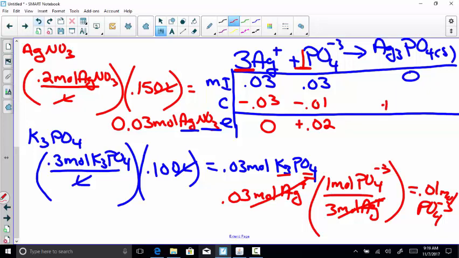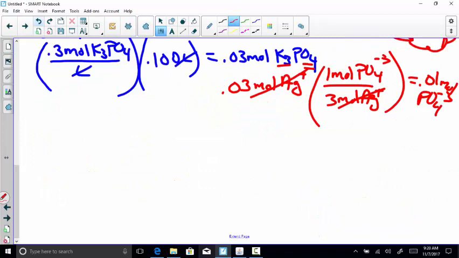Now, that also means, because this is a 1-to-1 mole ratio, then the phosphate ions are going to be 0.01 moles. So I have 0.01 moles of silver phosphate. So ultimately, that's what I need, because if I want to find out what the mass of the precipitate is, this right here are the moles of the precipitate. So I'm going to take that and use that to find the mass.